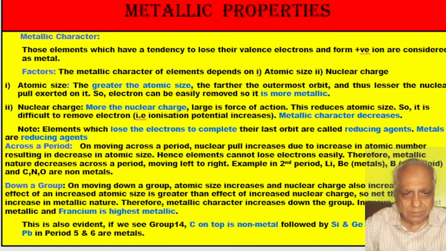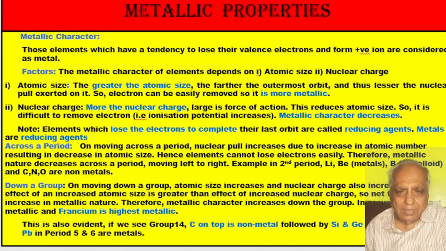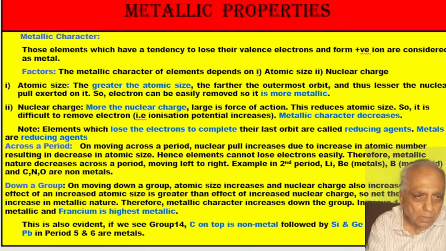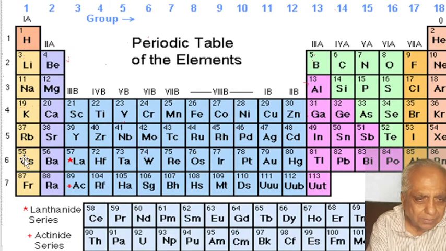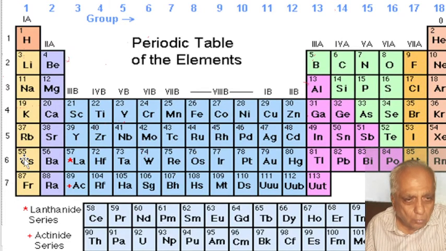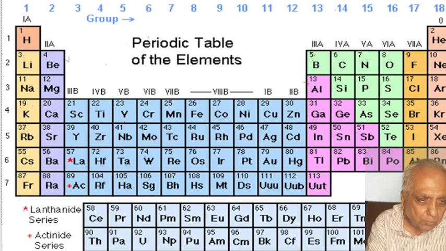So what are the factors that decide the ease of losing an electron? As I told you, we always have to consider 2 factors, atomic size and nuclear charge. So first let us come to atomic size. Let me give the example of lithium and cesium. See here, cesium is in period 6, lithium is in period 2. So the number of shells in lithium is 2, in cesium is 6. So the size of cesium would be much bigger compared to lithium.